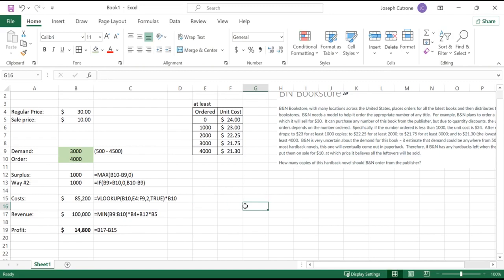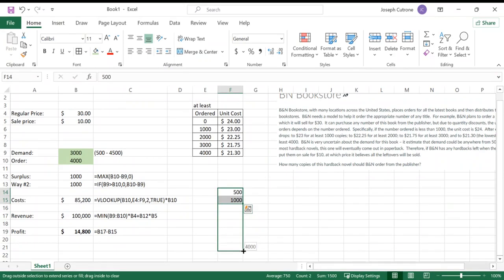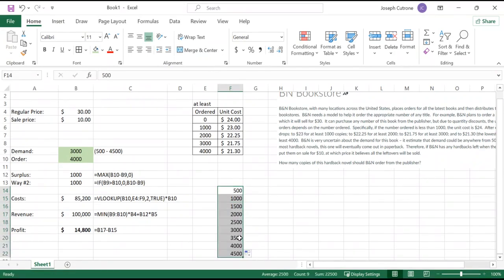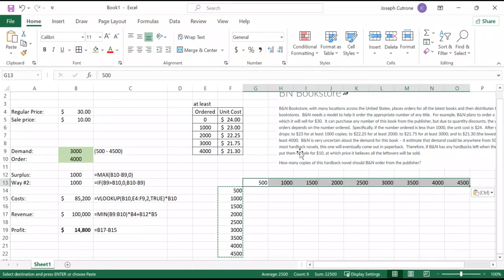What I'd like to do now is make a table to show all possibilities. And we know that the demand is from 500 to 4,500. So let's put some of these numbers down. 500, 1,000, and then we'll highlight the 2 and drag it down to 4,500. And because I know what the demand is going to be, this is probably what I'm going to order as well. So we can paste this number transposed.